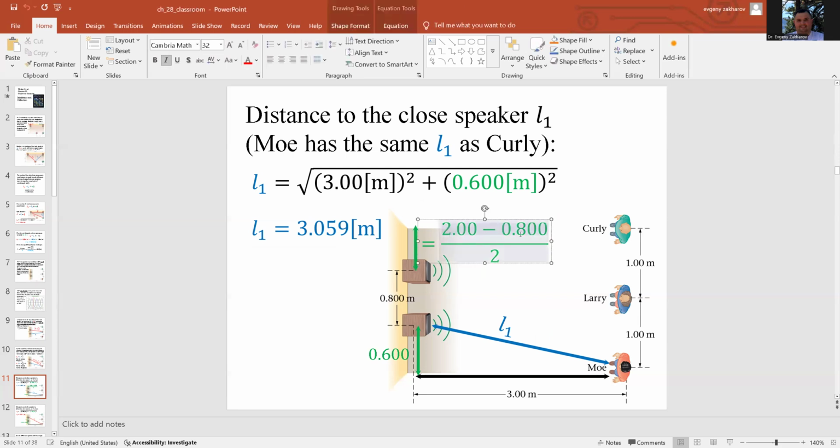So 2 take away 0.8, it's 1.2. Divide by 2, that's 0.6. So this is how you find the vertical distance for Mo and Curly. For Curly, by the way, it's going to be the same 0.6 meters between the wall and the loudspeaker. And once again, the right triangle, so 0.6 squared plus 3 squared gives you the hypotenuse squared. So you get the distance between the loudspeaker and Mo.